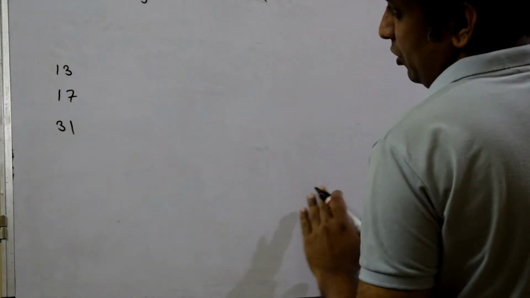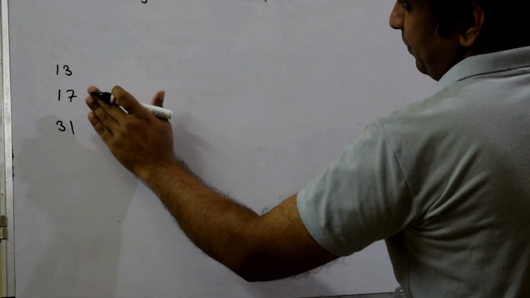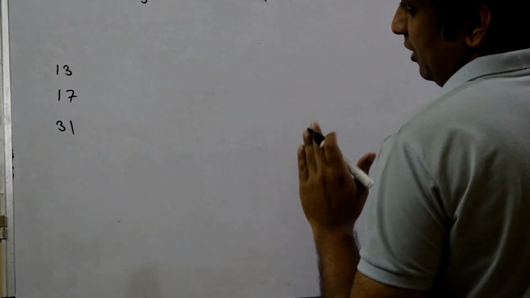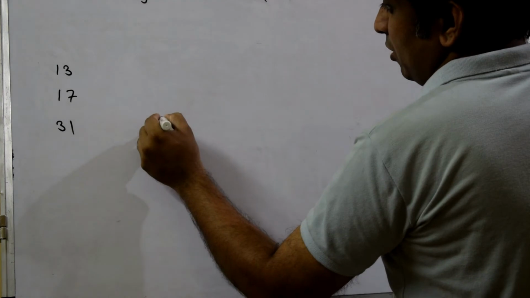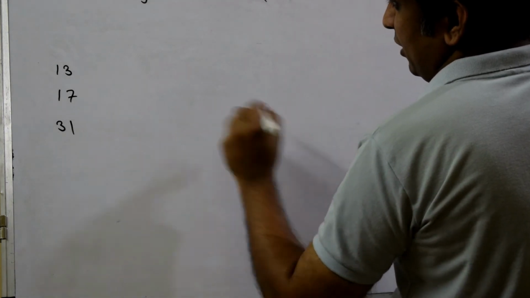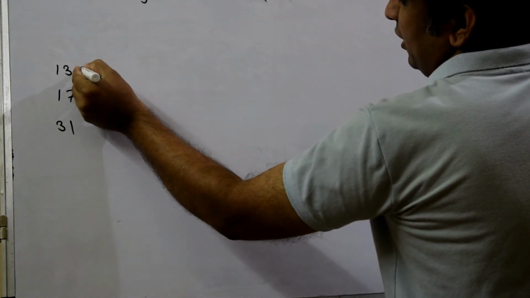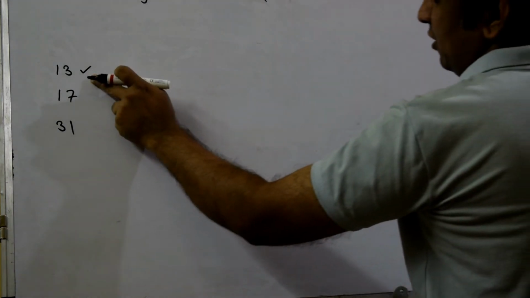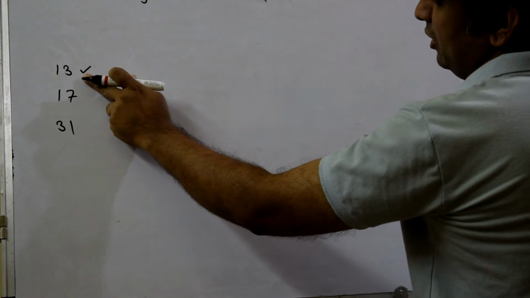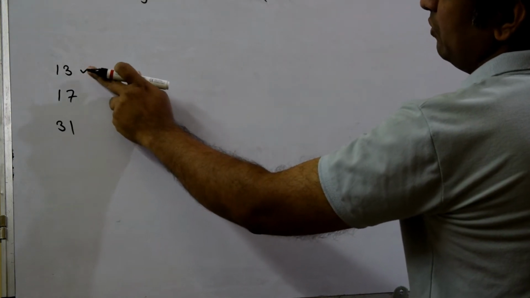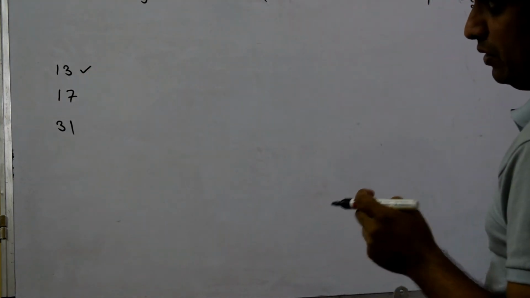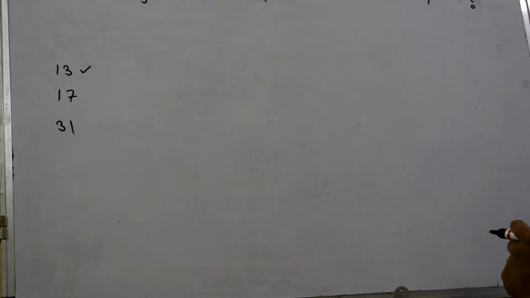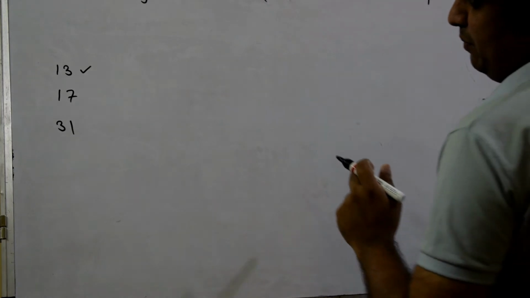So how will be the logic for that? For that, you need to check if the remainder is 0 from 2 to that number. That means if I want to check if 13 is prime or not, then I will divide 13 with 2, then 13 with 3, 13 with 4, 13 with 5, up to 12. And if I find the remainder 0, then that number is not prime.